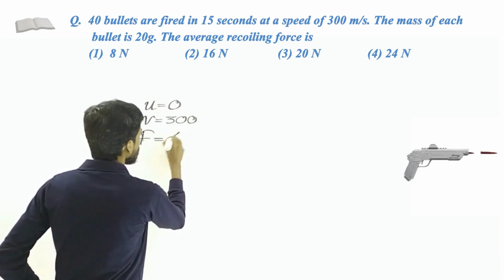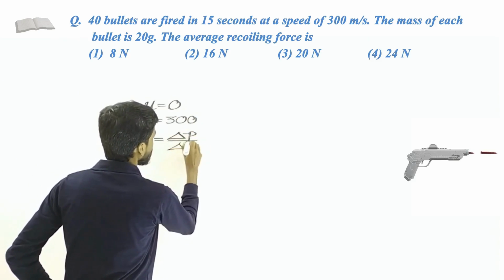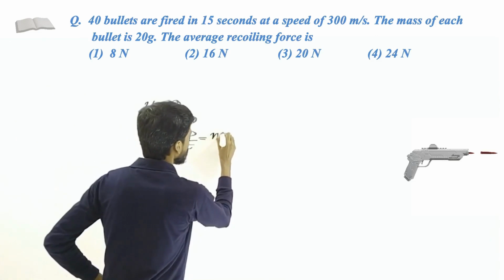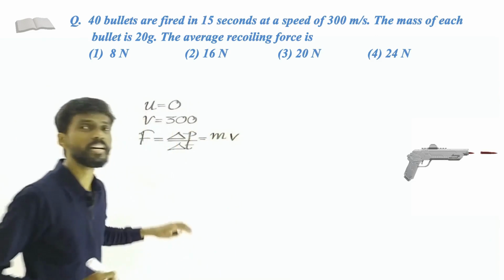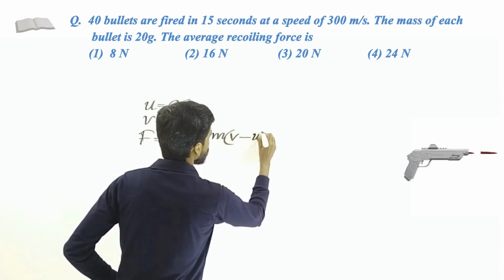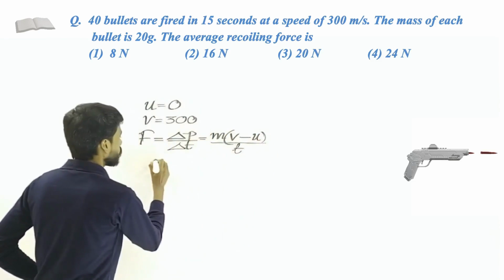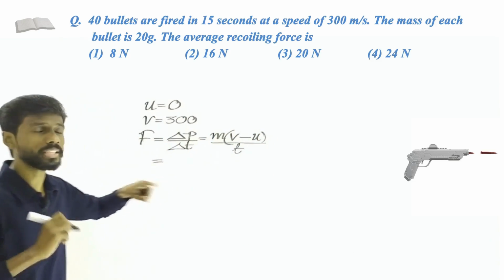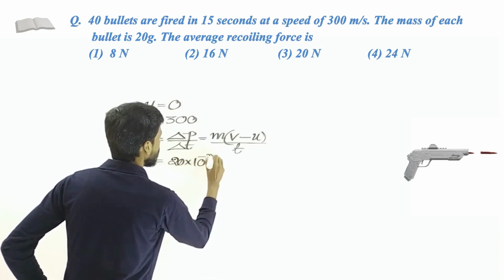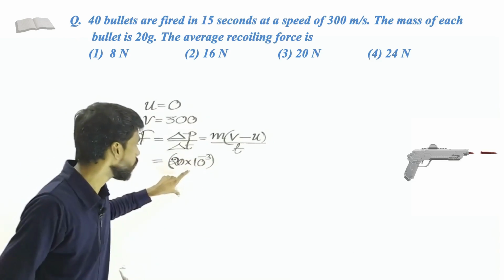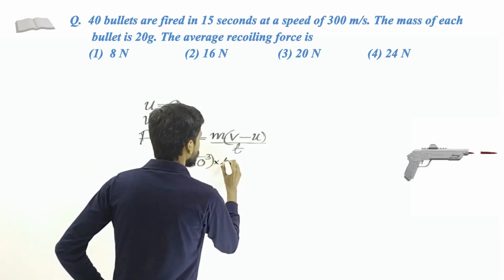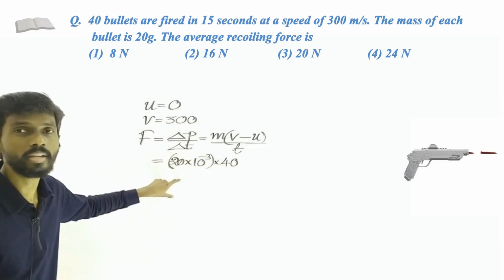So the force equals the change in momentum, delta P, divided by the time, delta T. What is the change in momentum? The final momentum, mass multiplied by v, minus the initial momentum, mass multiplied by the initial speed u, divided by the time. Let us substitute these values here. The mass of each bullet is given to be 20 grams. That means 20 multiplied by 10 to the power minus 3 kilogram, converting into kilogram. Now we have 40 bullets, each having this mass, so this should be multiplied by 40.